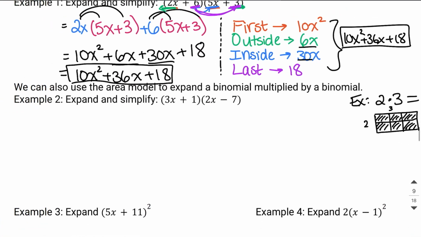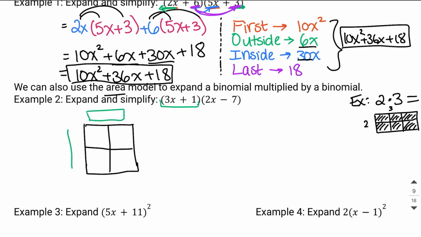Well, what does that have to do with this? We can also use an area model to expand this binomial. This is 2 by 2, 2 terms by 2 terms. I can make an area model that is also 2 by 2. And when I do this right here, it's going to look as follows. I would take the first binomial and I can put it either on the top or on the side. It really doesn't matter. So I'll put it on the top. And each term gets its own box.